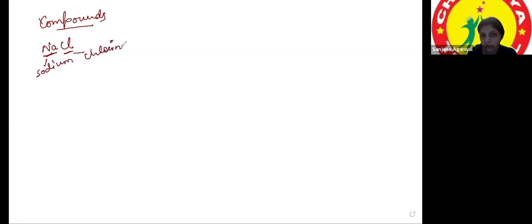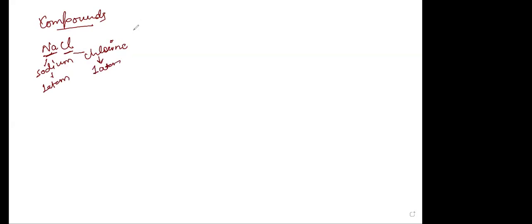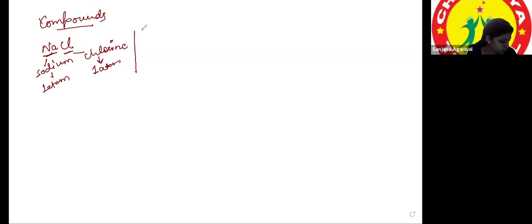Sodium and chlorine separately will be called elements, but when single atoms of each of these combine, it becomes a compound. So is the ratio 1:1? Yes, 1:1. When we combine different elements, the name changes a bit. It will not be sodium chlorine, but sodium chloride.